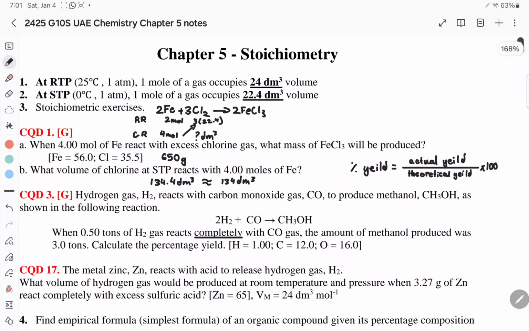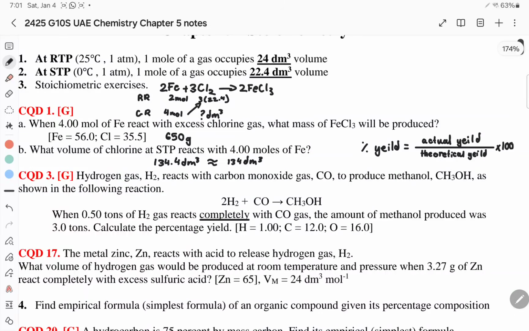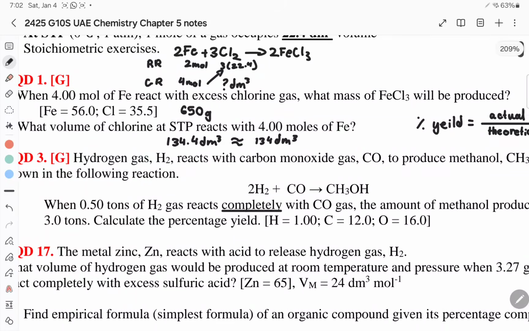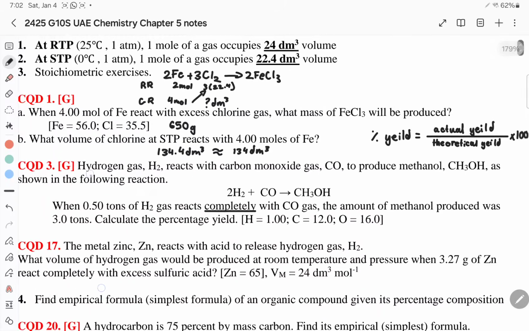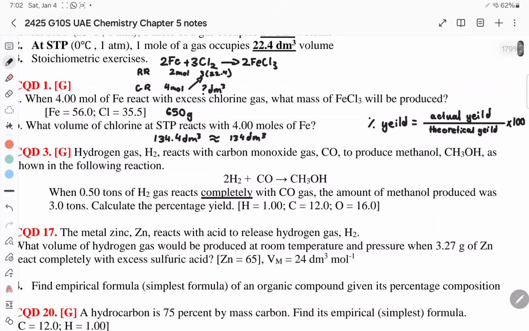Anyways, here we don't need to see which one's the limiting reagent because they told us H2 reacts completely, making it the limiting reagent. So we need to first find out our theoretical yield, because the actual yield is usually given. The amount of methanol produced, the actual thing that was produced, is 3 tons. If you notice here, all our measurements are in tons. 1 ton is 1,000 kilograms.